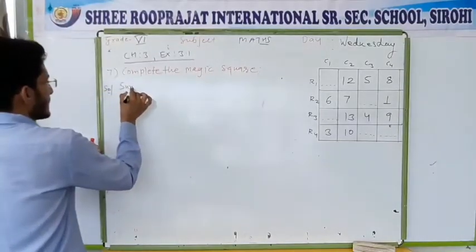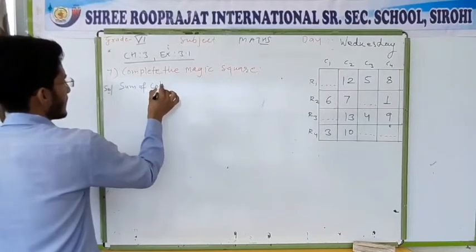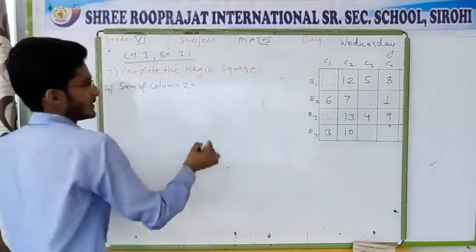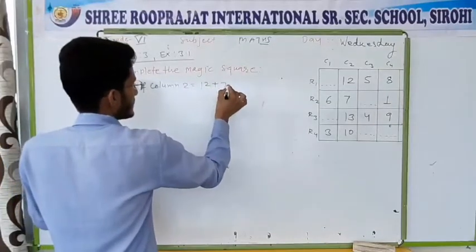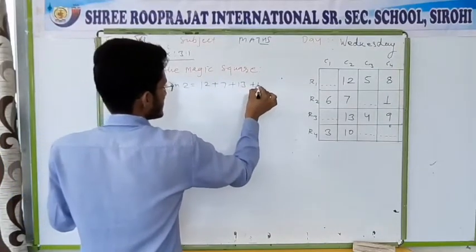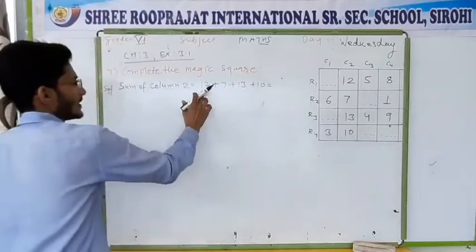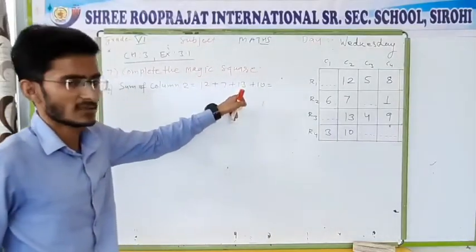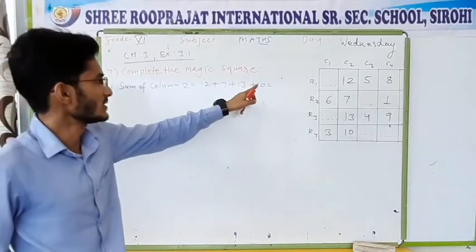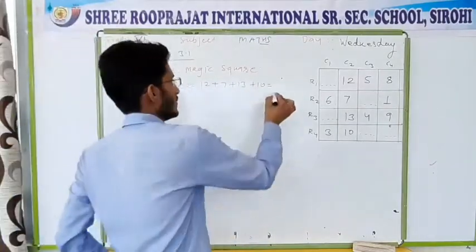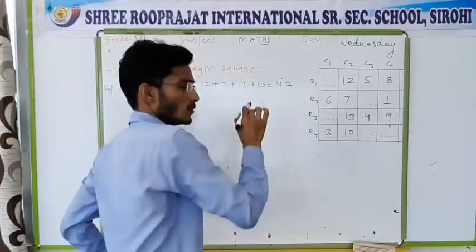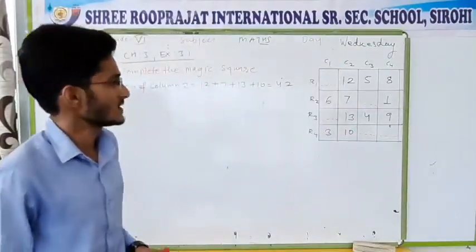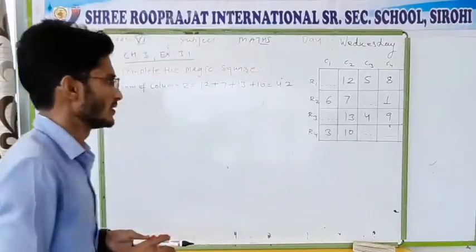So sum of column 2, and the numbers are 12 plus 7 plus 13 and plus 10. So 12 plus 7, 19, 19 plus 13, 32, 32 and 10, you will get 42. Okay, that means the total sum is 42, and now all sums should be 42.